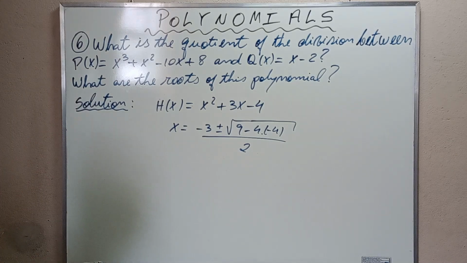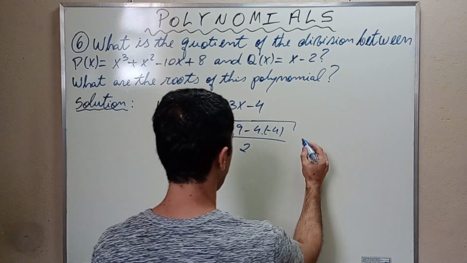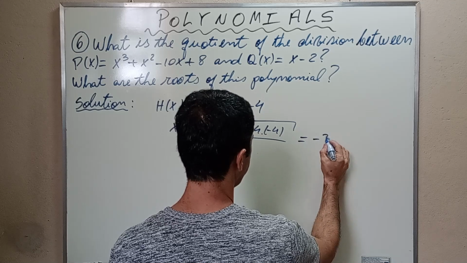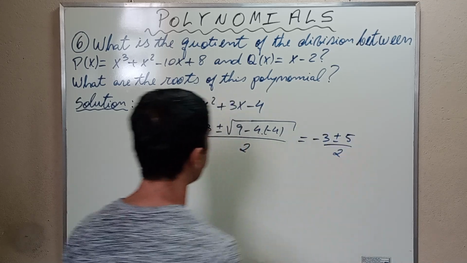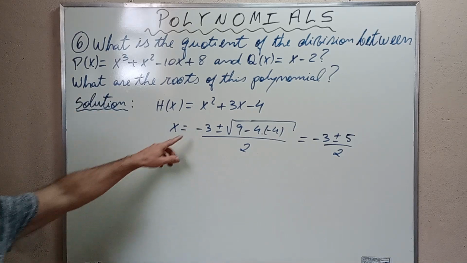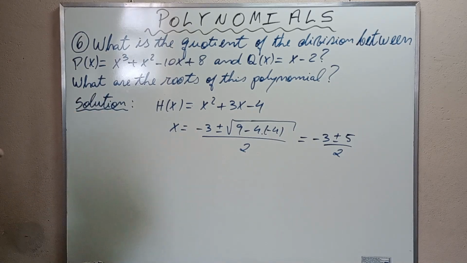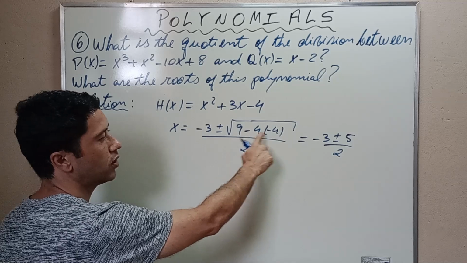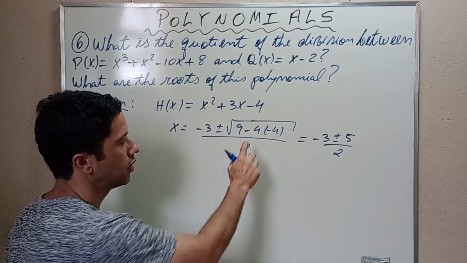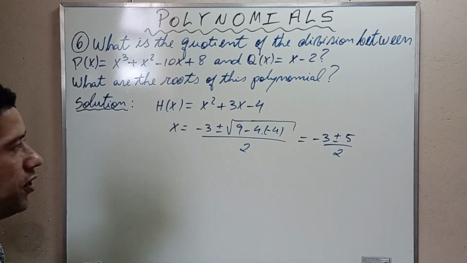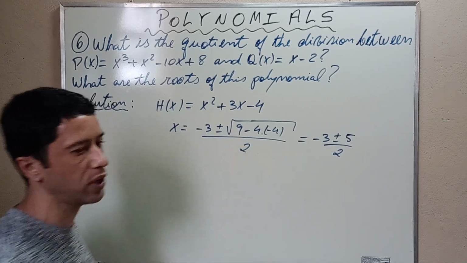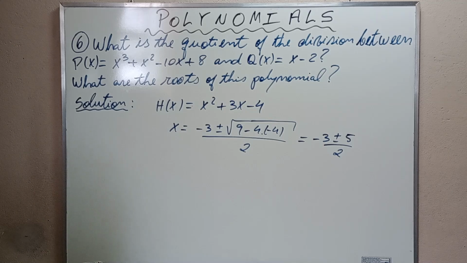And this is equal to negative 3 plus minus 5 divided by 2. We repeat this negative 3. 4 times 4 is 16. Negative, negative, positive. Positive 16 with 9 is 25. The square root of 25 is 5, okay?